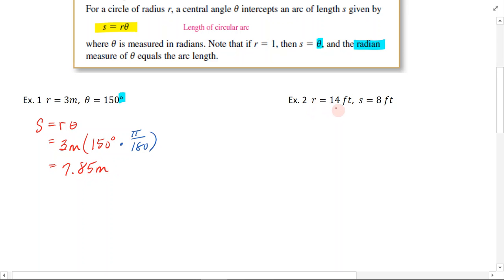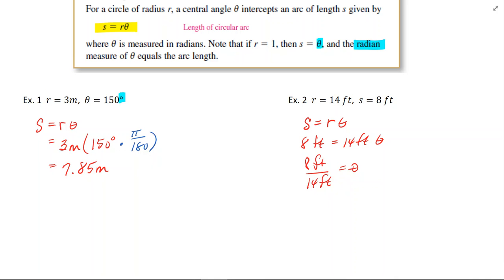Here I have the radius of a circle being 14 feet and the arc length 8 feet. So I'm looking for theta. What would theta be for an arc of 8 feet with a radius of 14 feet? So going back to our formula, S is equal to r theta, I can plug in my known values. I would have 8 feet is equal to 14 feet times theta. Theta is the unknown, so that's what I'm going to solve for. So I'm going to divide both sides by 14 feet. So I have 8 feet divided by 14 feet is equal to theta.